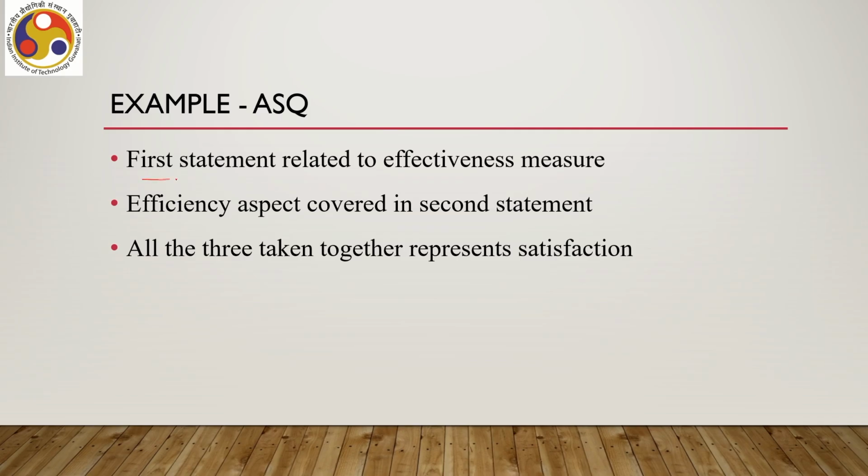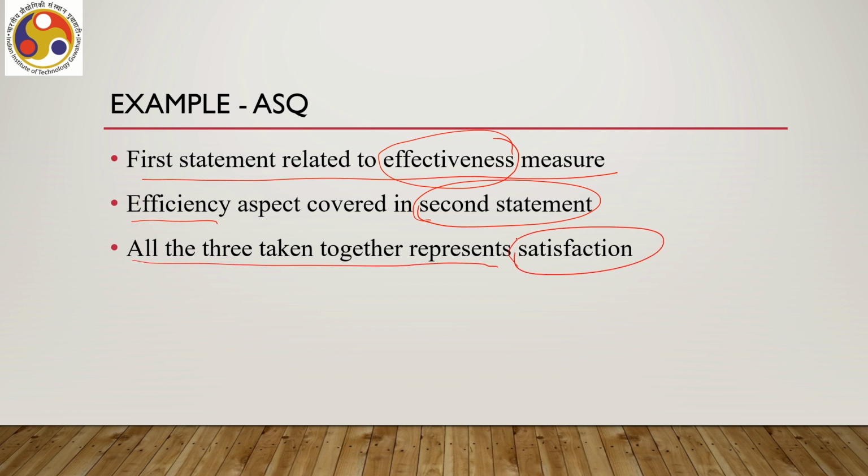Now, the first statement is related to the effectiveness measure of usability. Efficiency aspect is covered in the second statement, and all the 3 taken together represent satisfaction. We can roughly map the 3 measures of usability as mentioned in the ISO definition to these 3 statements.